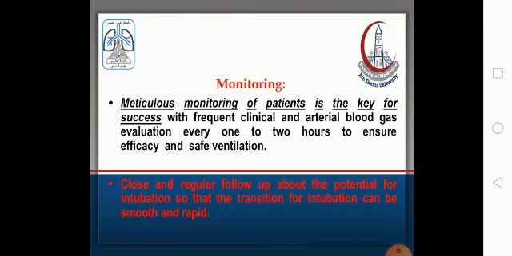When the decision is non-invasive mechanical ventilation using a mask, not an endotracheal tube, the key for success in those patients is frequent clinical and arterial blood gas evaluation every 1 to 2 hours to ensure efficacy and safe ventilation. So close and regular follow-up about the potential for intubation, so that the transition to intubation can be smooth and rapid. As we said, if I follow my patient well, I will never lose the stage when he needs invasive mechanical ventilation, and I will intubate at the correct time.